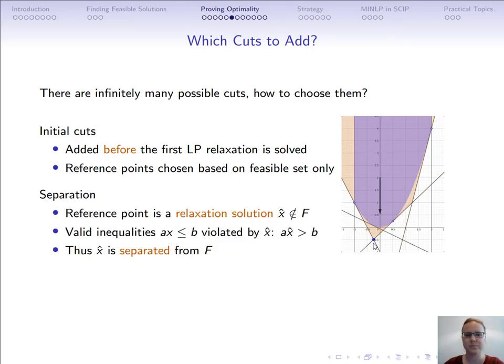And this is done by the separation step. Now we have a reference point that comes from the previous LP relaxation and is its solution. And at this reference point, you add valid inequalities. And therefore, these inequalities will separate x from F.